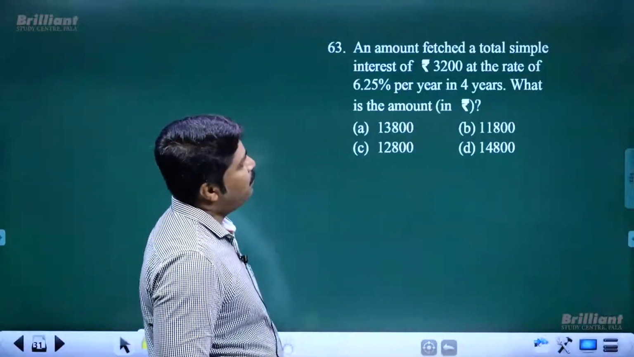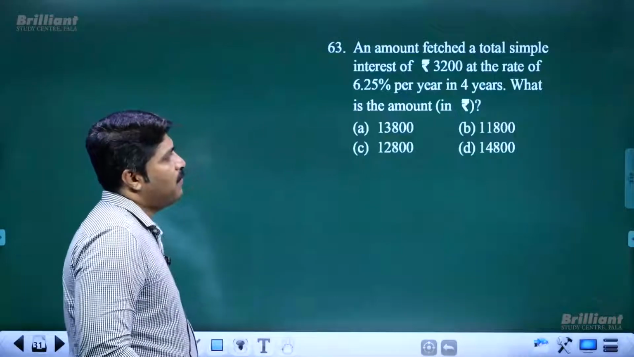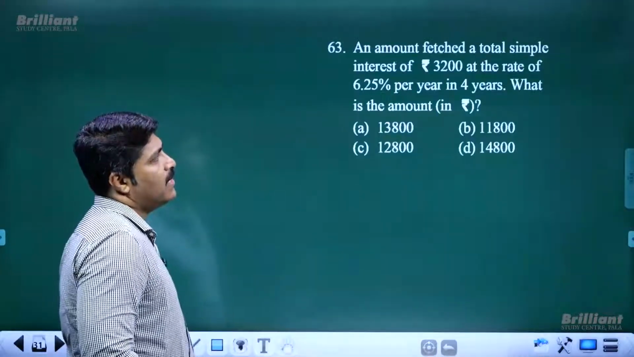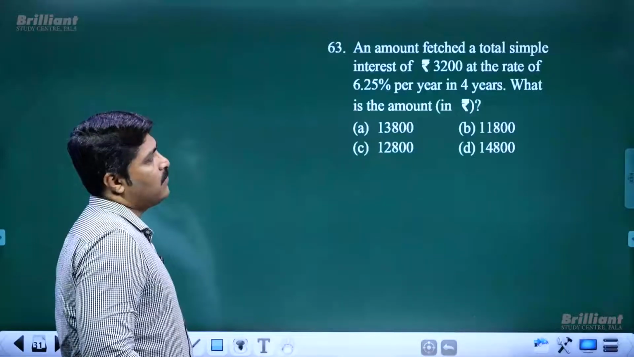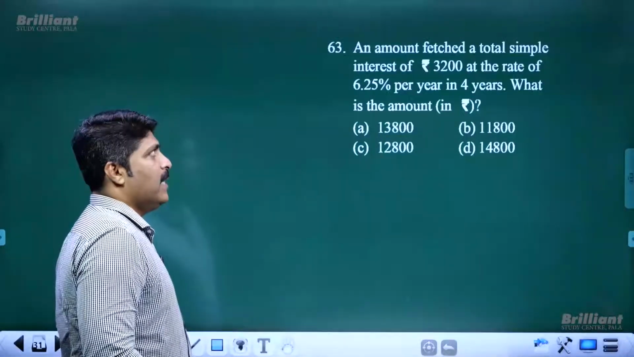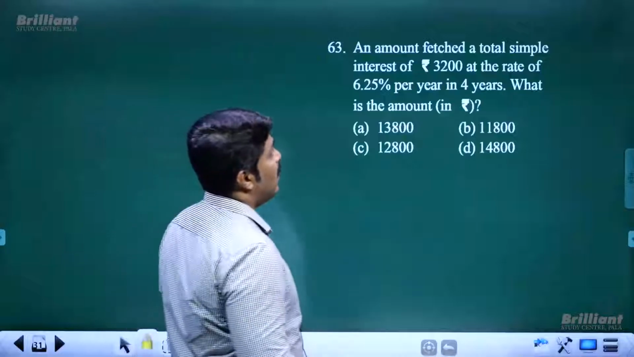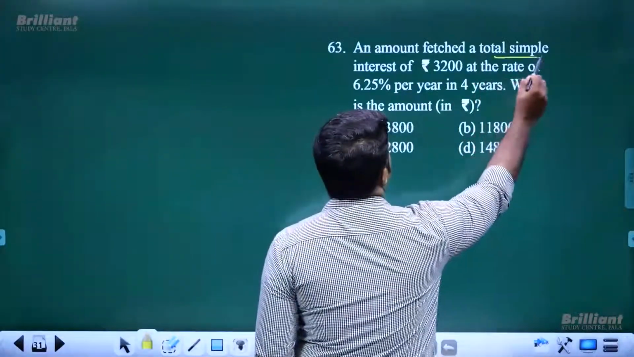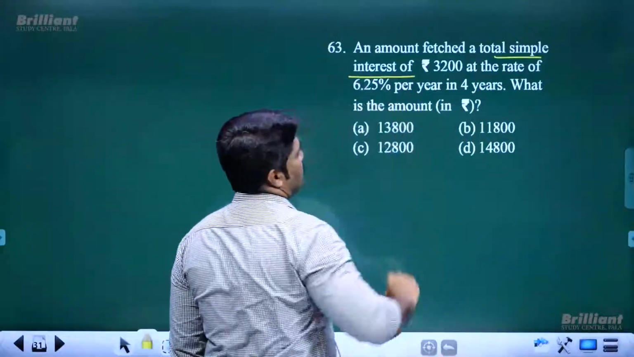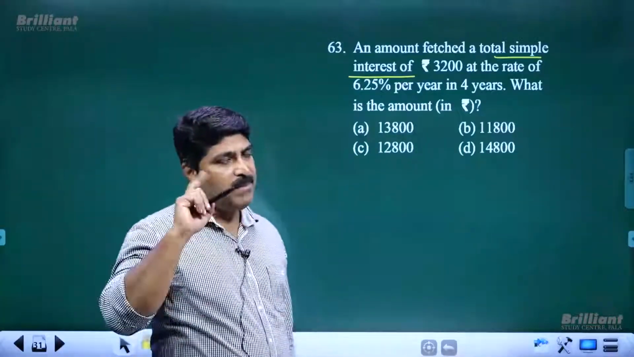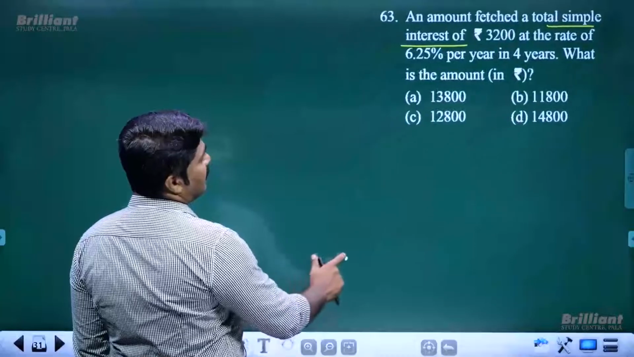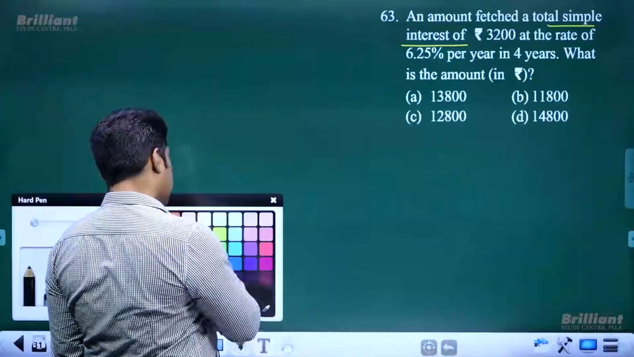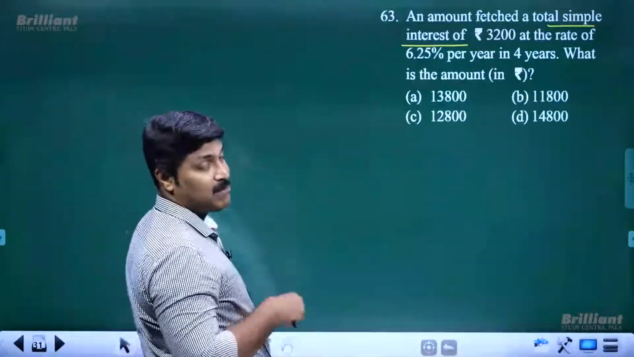An amount fetched a total simple interest of 3,200 at the rate of 6.25% per year in 4 years. What is the amount? This is a case of simple interest. An amount fetched a total simple interest of this much. Then what is that amount? That means we are going to find out the principal amount. In such a situation, it's better to use the net rate method.